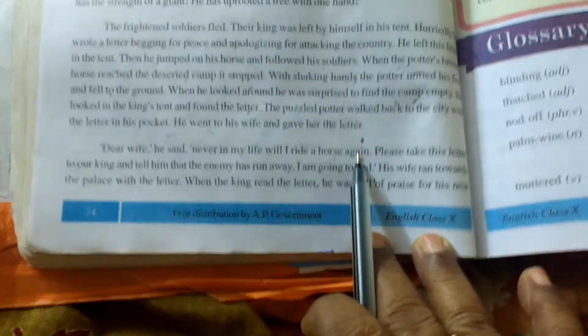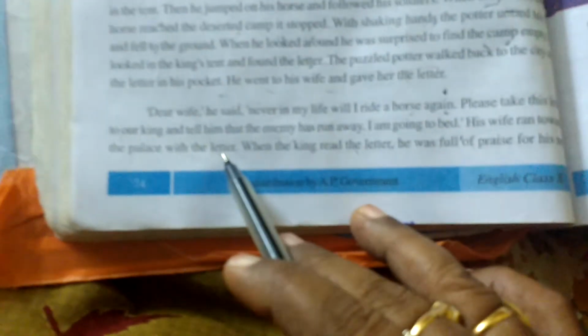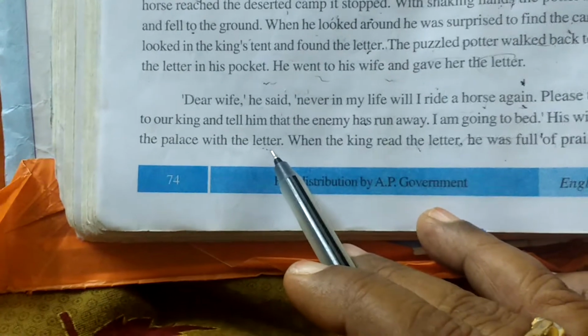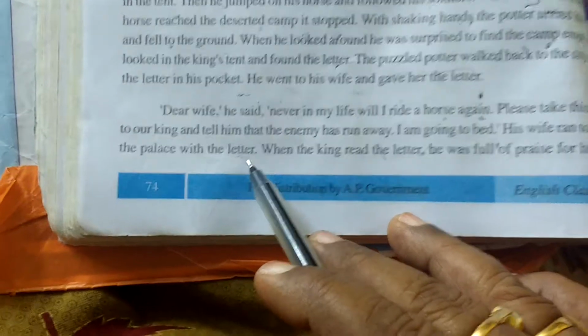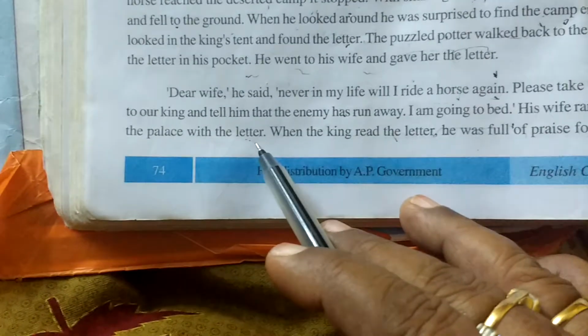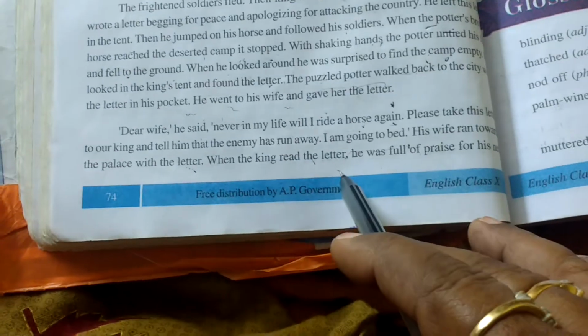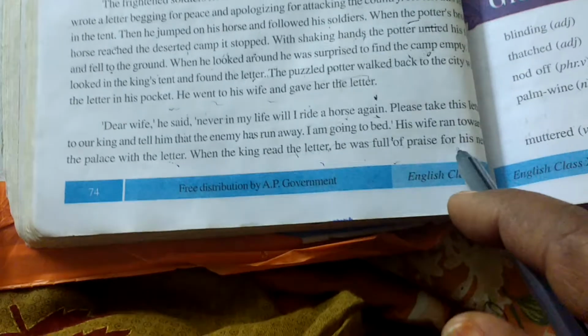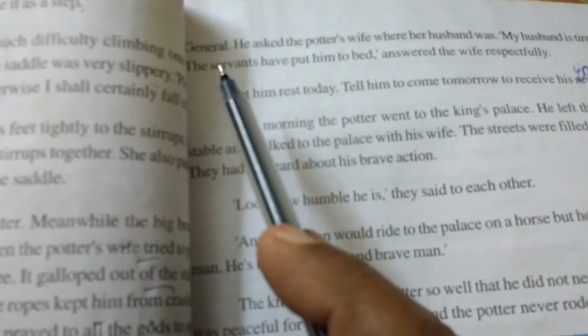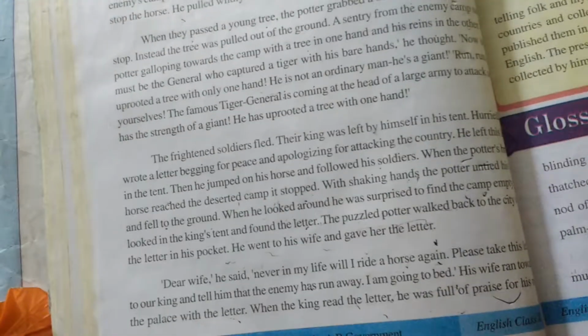His wife ran towards the palace with the letter. Immediately, what did his wife do? She ran towards the palace with the letter. With what did she run? With the letter that was written by the opposite enemy king. Next, when the king read the letter, he was full of praise for his new general. So the king read the letter and he was full of praise. He was admiring the bravery of the porter. New general. Who was that? The porter.